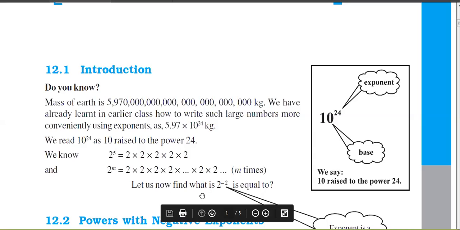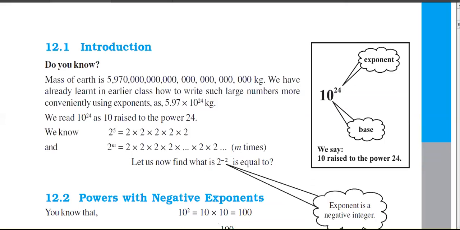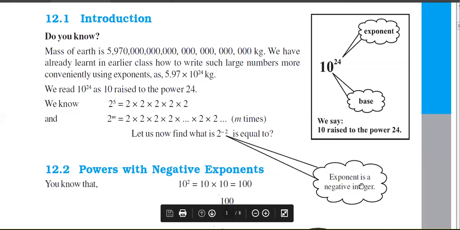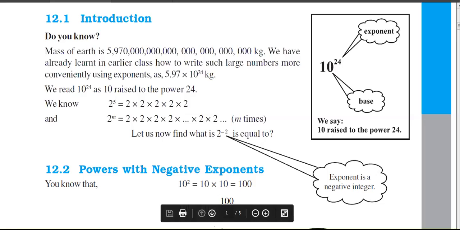So let us now find what is 2 raised to the power minus 2. Here the exponent is a negative integer, minus 2. So let's try to find out what this is equal to.